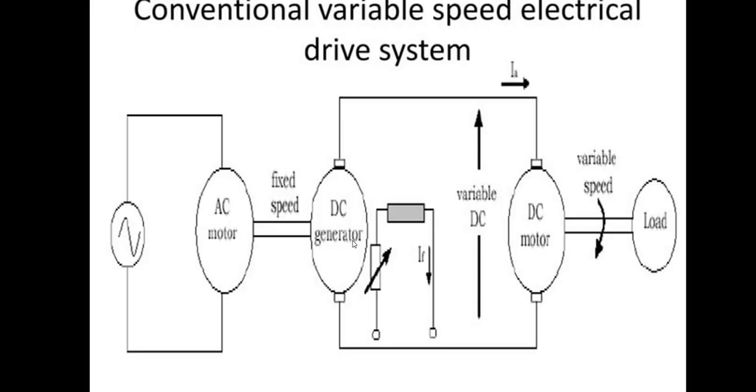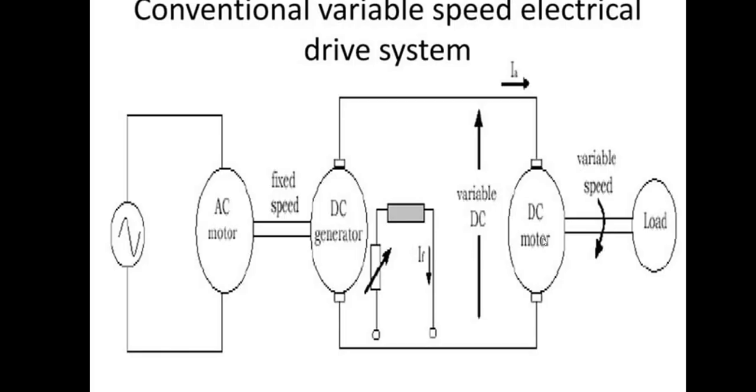The second one is a DC generator mechanically coupled to the AC motor shaft. Here the diagram shows that it converts the mechanical energy from the AC motor into variable DC voltage. The output voltage is controlled by adjusting the field current of the generator.